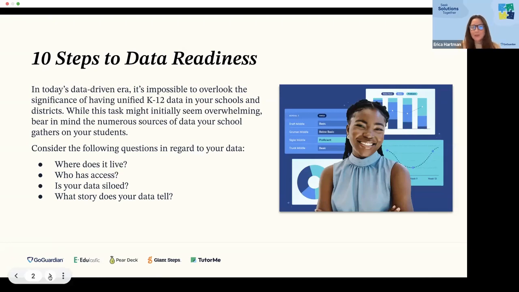So I always like to start off with just thinking about, where does the data live in your school? If you really start to think about it, it could keep you up at night. There's data everywhere. Who has access to it?